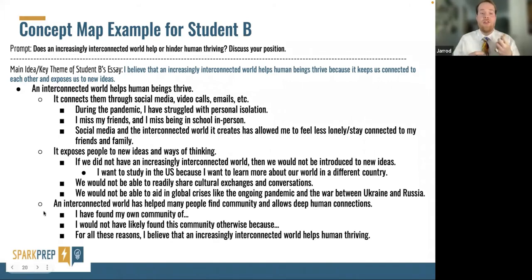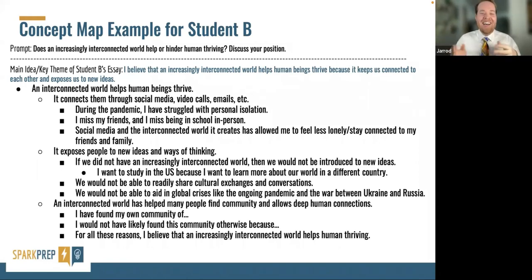Finally, their next point is an interconnected world has helped many people find community and allows deep human connections. Because they've been thinking through this, this is another part of the essay that they want to speak about. And I gave a general example of I have found my own community of fill in the blank. Now, remember, in your personal essays, you're going to be specific, and we will talk about this, but being specific is your best friend. I don't want to know what your friend down the street's doing. I don't know what your teacher in another city's doing. I want to know what you are doing and what you've been up to, and I want to know about you in these essays.